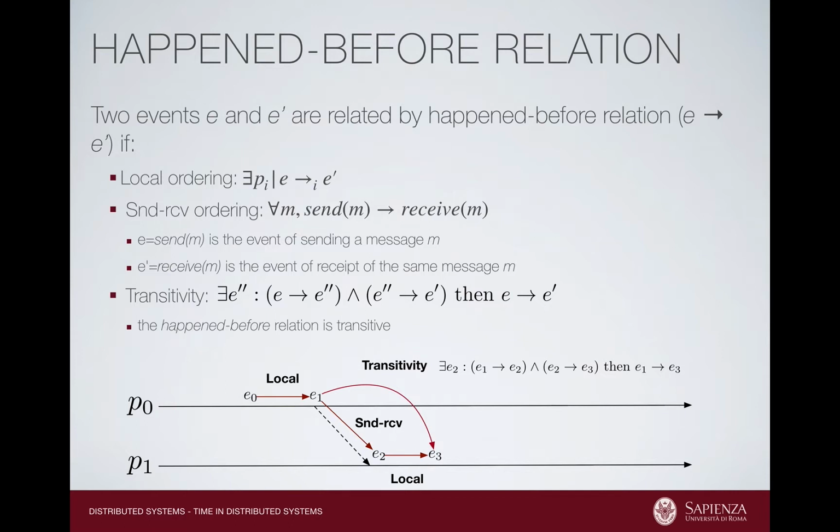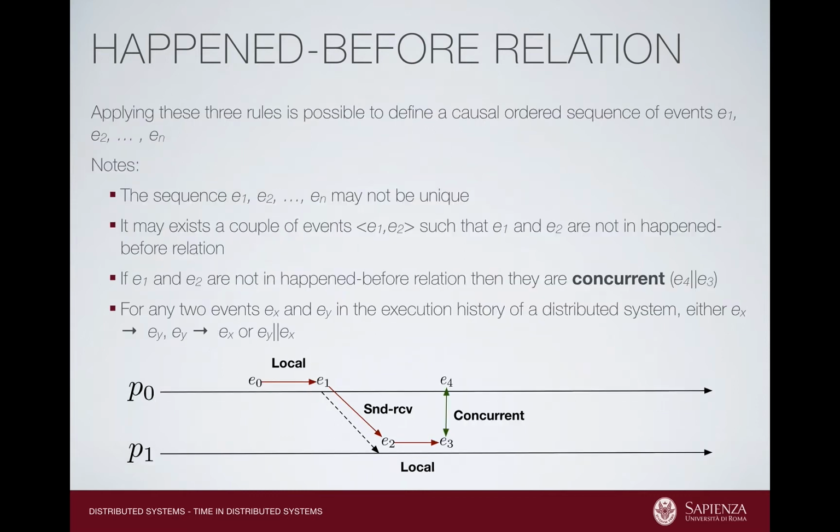And this means that we are creating a causal path that connects E3 with E0, and all the events on this path are in a happened before relationship. And using this happened before relationship rule, you can build a partial ordering between events. So what does it mean? It means that there is always a couple of events in the system for which the happened before relationship does not hold.